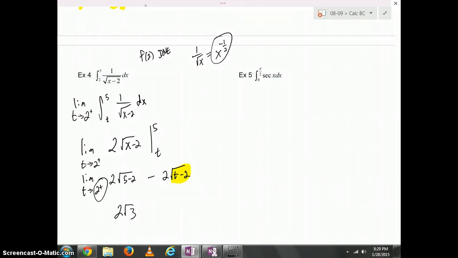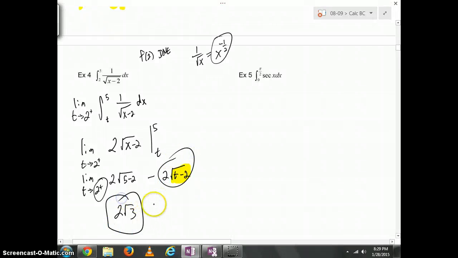So you can see what's going to happen. And of course, you could be approaching 0 as well. But this is going to arrive at 0. This integral converges to 2 root 3.